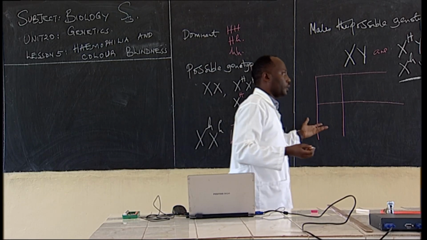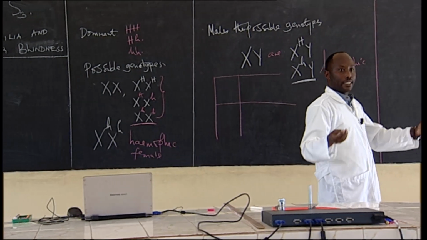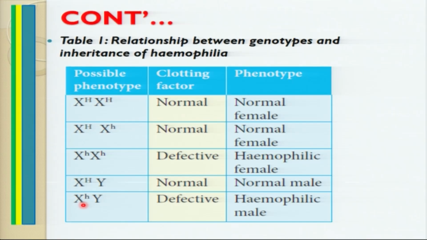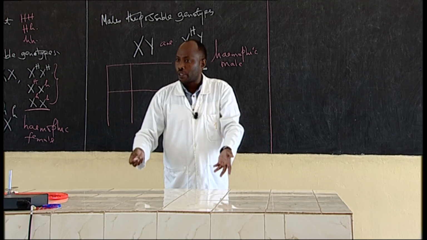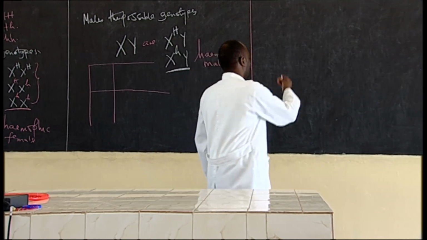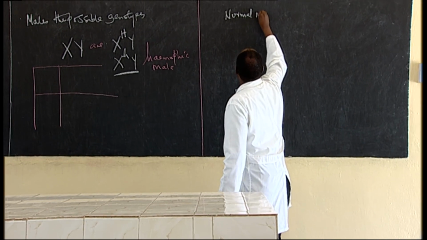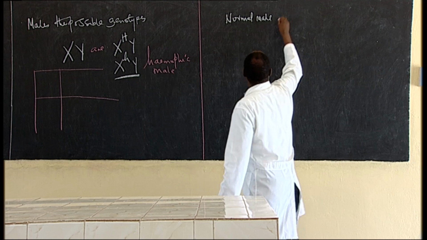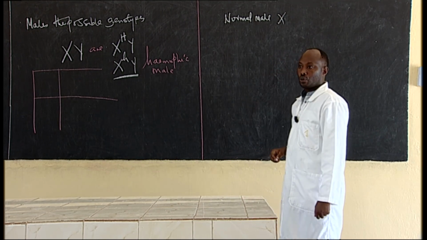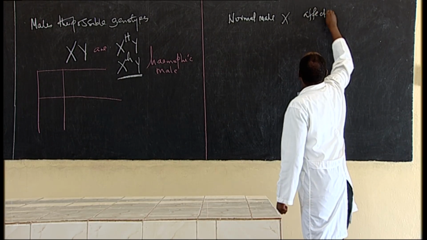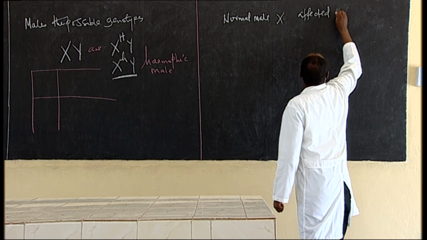Let me talk about maybe a normal man who married an affected woman. What are the possible offspring that will be produced? All right? Let me just go through that. This is a normal man, a normal male, who was crossed to an affected woman, an affected female.